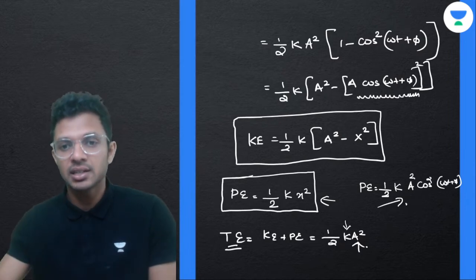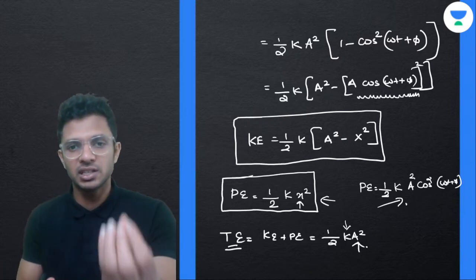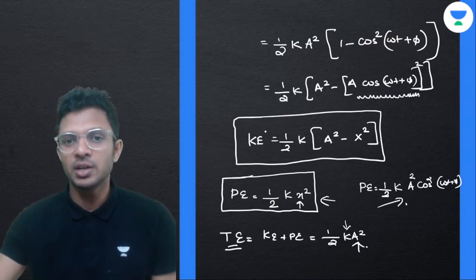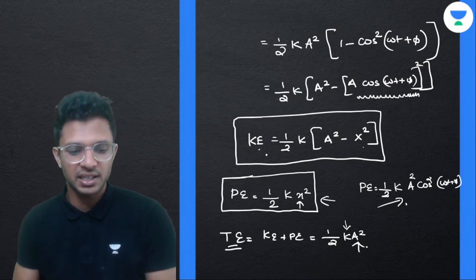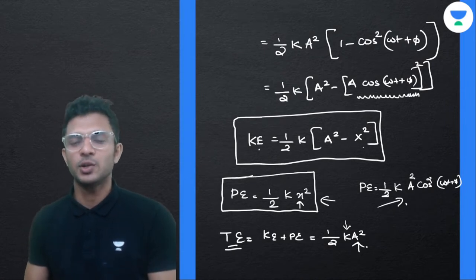What changes? Potential energy changes. Dekhle, x is displacement. Once the particle keeps on moving, displacement changes, potential energy changes. So in the equation of kinetic energy, x value change, kinetic energy change. That's it. Sahi hai? Simple hai. Nanu munnu hai.